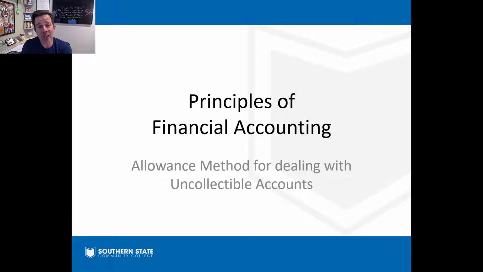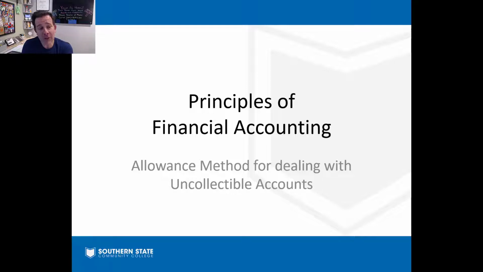If you've been following along, you know that we've been talking about how to deal with uncollectible accounts from an accounting standpoint. In our previous video, we talked about the direct write-off method, which was a way that we can write off an uncollectible account when we discover that it will be uncollectible.